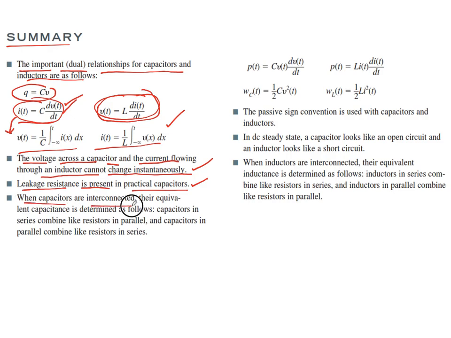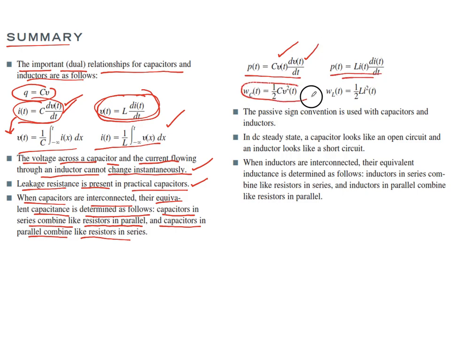When capacitors are interconnected, their equivalent capacitance is determined as follows. Capacitors in series combine like resistors in parallel, and capacitors in parallel combine like resistors in series. Or we can say capacitors behave as conductances. Likewise, power can be determined using this relationship. Power is equal to vi, and i is C dV/dt. So you just replace it, and you can find the value of power. You can do the same in the case of inductors as well. The energy stored by capacitors is half CV squared, and the energy stored by inductors is half Li squared.